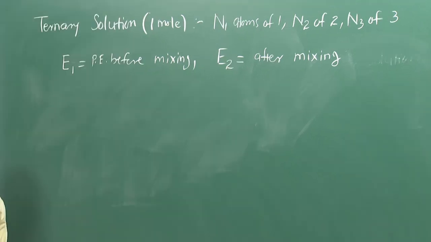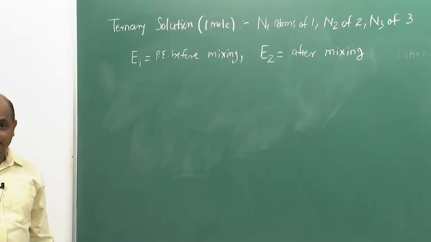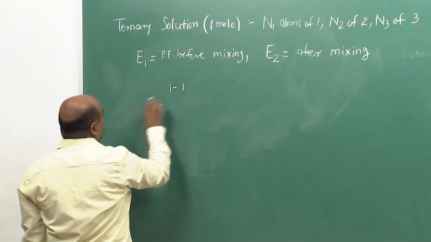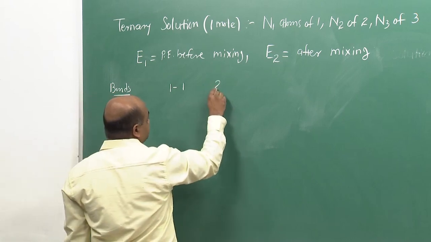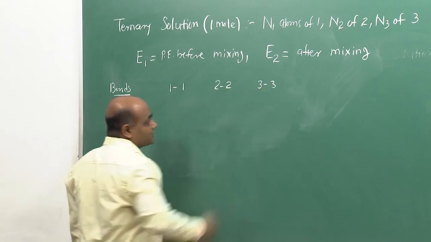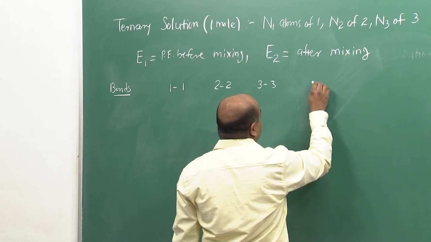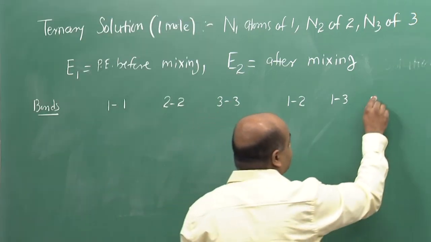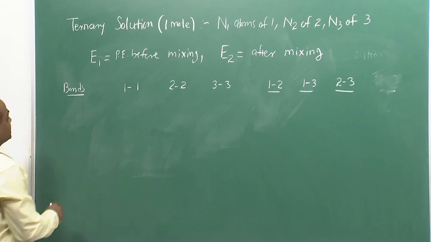Now, if we consider the solution after mixing, how many different types of bonds will be there? Oh no, we are considering a ternary solution. There will be, of course, 1-1. So, the types of bonds we are considering will be 1-1, 2-2, 3-3. Then there will also be dissimilar atom interactions, or bonds, so it will be 1-2, 1-3, 2-3, right. So, there will be 6 types of bonds.